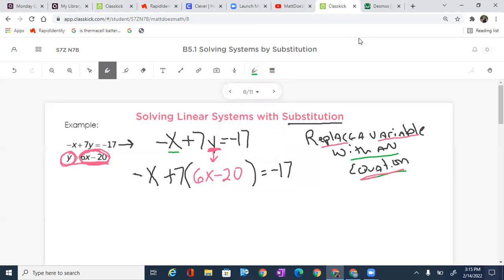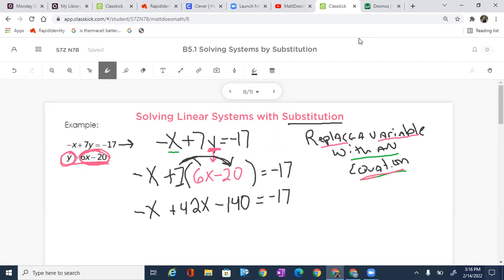So I'm going to go ahead and simplify this equation. I'm going to bring down this negative x, and I'm going to say, well, what can I do with this 7 here? I'm going to distribute it in. I'm going to say 7 times 6, which is 42x. I'm going to do 7 times negative 20. 7 times 20 is 140. 7 times negative 20 is negative 140, equals negative 17.